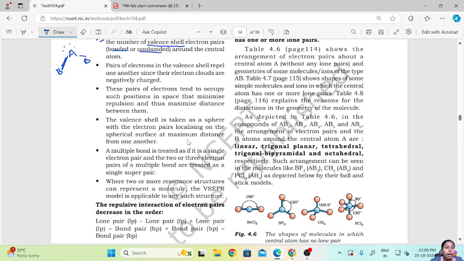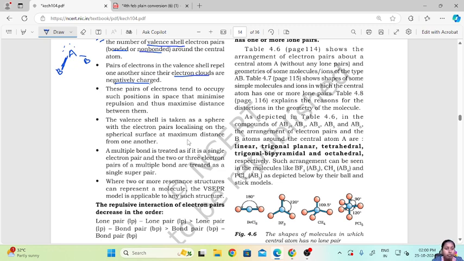The second one is that pairs of electrons in the valence shell repel one another, since their electron clouds are negatively charged. Whatever pairs of electrons are present on the valence shell, they repel one another. Because of this repulsion, there is a specific arrangement of the atoms around the central atom, and this repulsion is because of their negatively charged electron clouds.